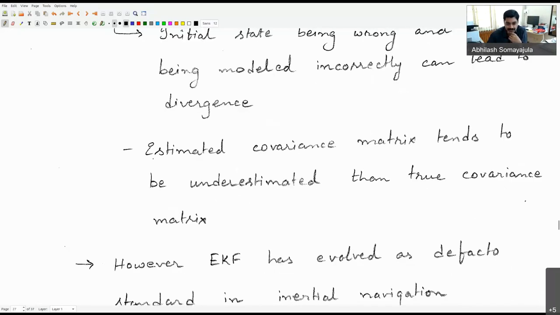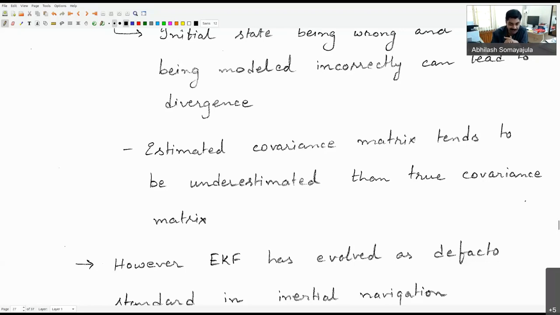One of the downsides of the EKF is that the estimated covariance matrix which we get from this methodology tends to be underestimated compared to the true covariance matrix for many systems. This means we are saying that the measurements are very precise, but in reality they are not, or the estimates are as precise as we believe, but in reality they probably have a bigger uncertainty than what we believe, and that can be dangerous.